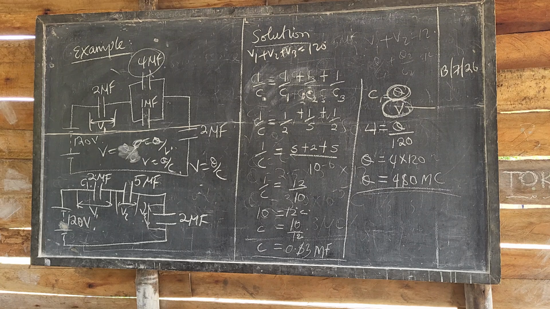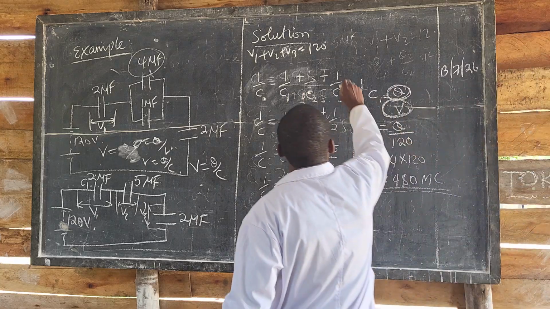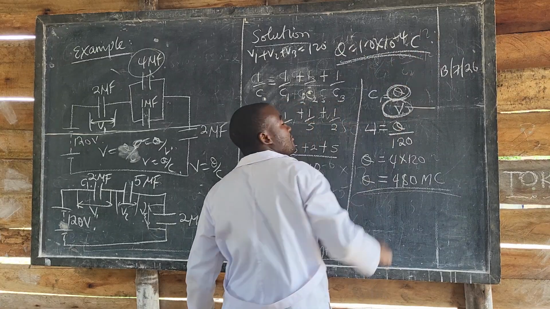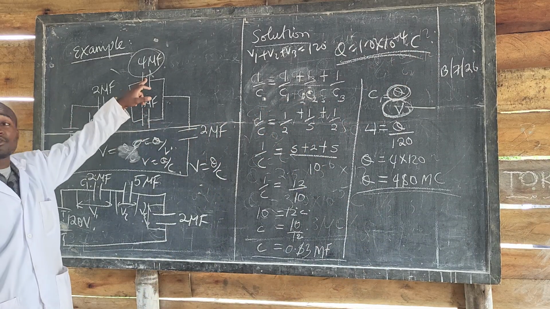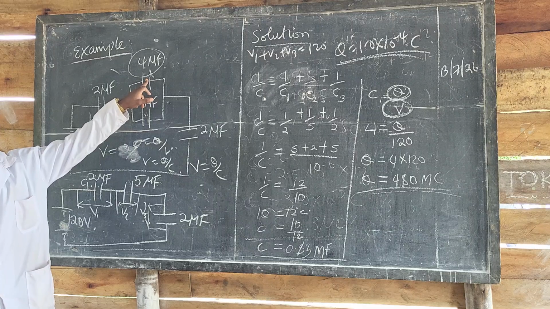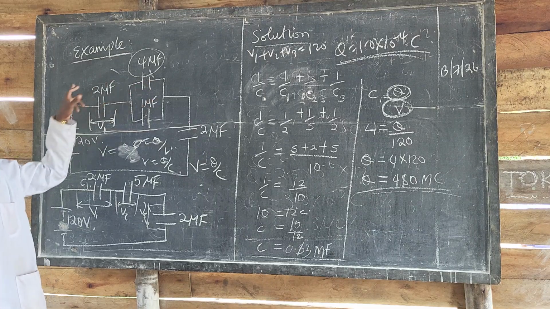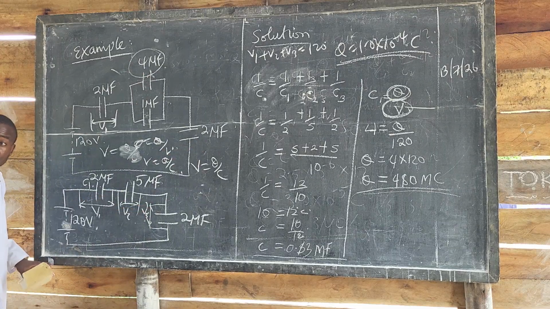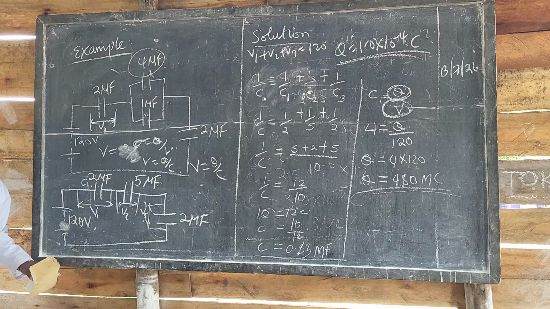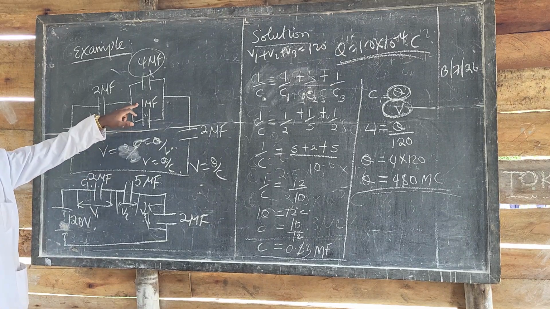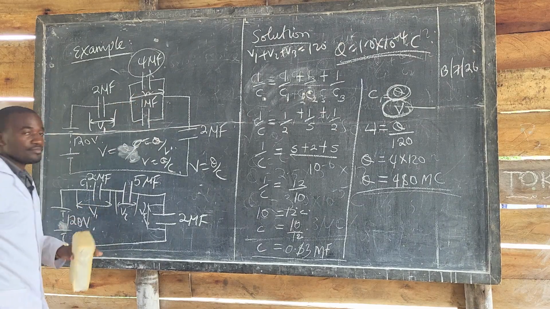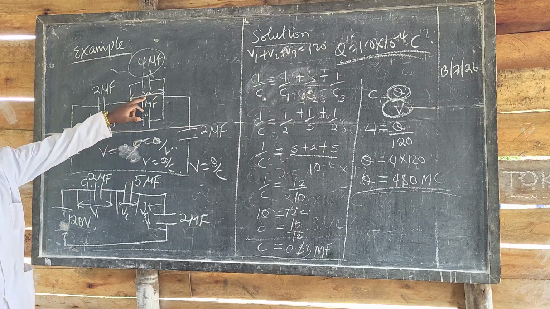You have 1.0. So your Q is 1.0 exponent negative 4 coulombs. But it is not the charge on the 4 micro. It is simply the charge on the combination here and on this. The charge on this, this and that, and that. Now we come back here. If you know this as your V2.